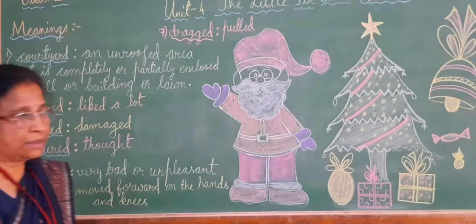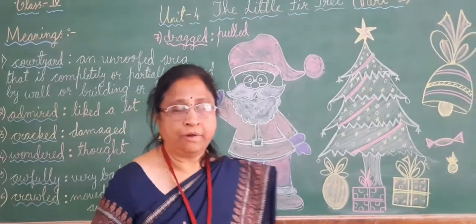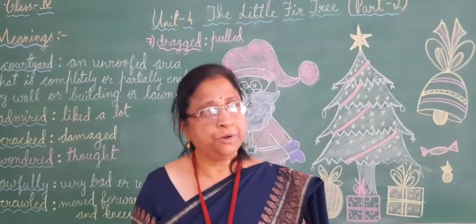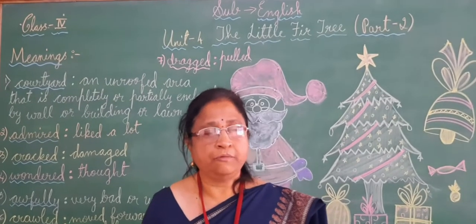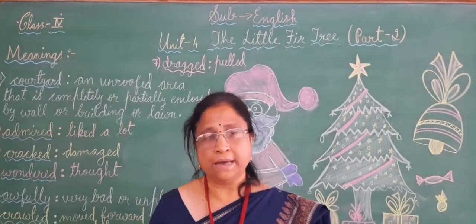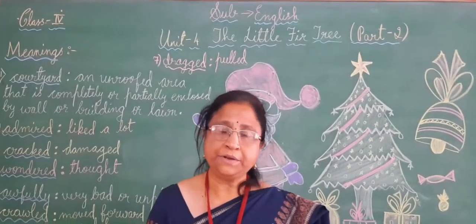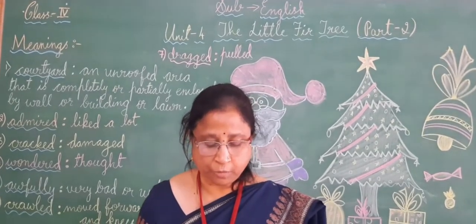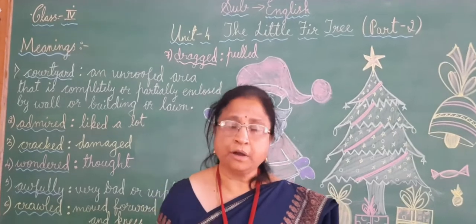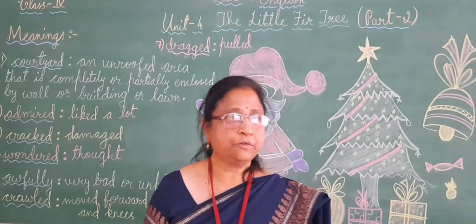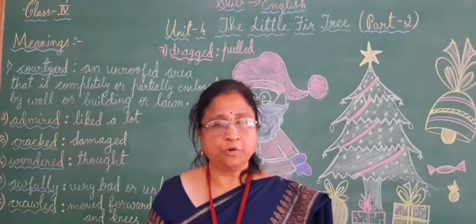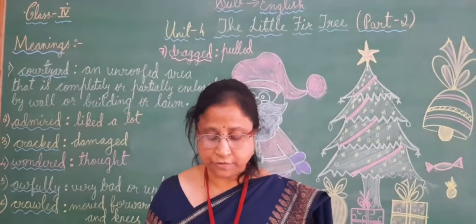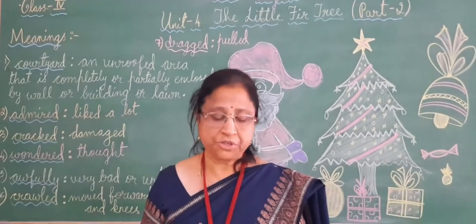For example, when you are a child, what do you do? You start walking with four legs, that is two hands and two legs, and later on you start walking with two legs. In the same way, what happened, children, here? The mice also started walking with its four feet around the branches of the tree, and it said, hello, old tree.